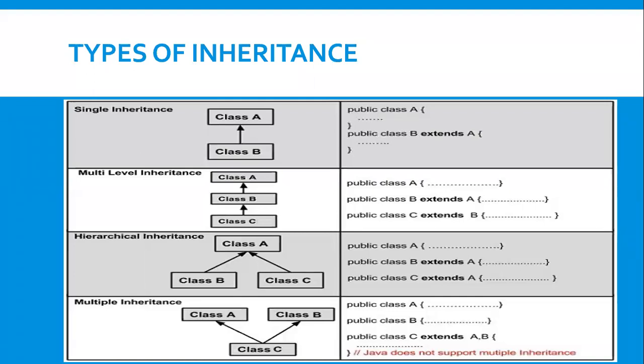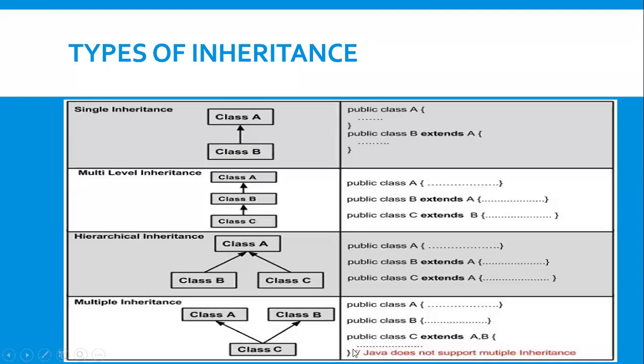Who are written in the bottom, they are the child classes. So in multi-level inheritance, here we have class A, that class A will give the properties to class B, and class B will give the properties to class C, such that class C will contain the properties of both A and B. Similarly, hierarchical inheritance and also multiple inheritance. The codes will be written like this for each and every type of inheritance.